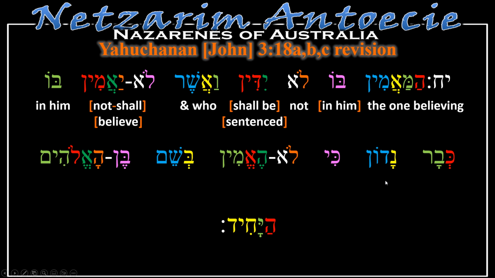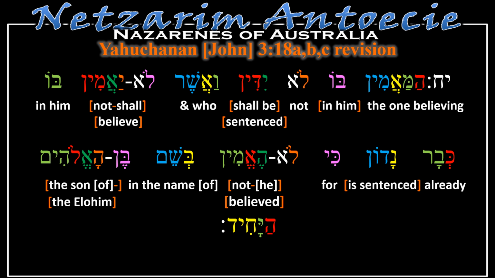kevar, already, nadon, is sentenced or is judged. Ki, for, lo, not, he'emin, he did believe, beshem, in the name, ben, of the son of ha-Elohim. Already is sentenced, for not he believed in the name of the son of Elohim, of the Elohim. Ha-Yachid, the only, or the unique, and they'll translate as the unique one.